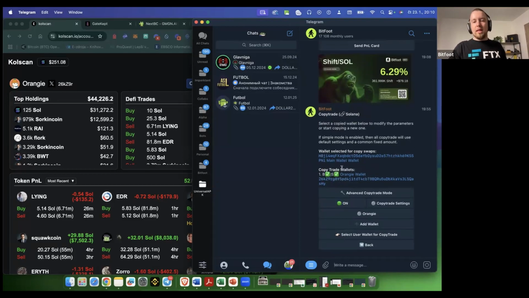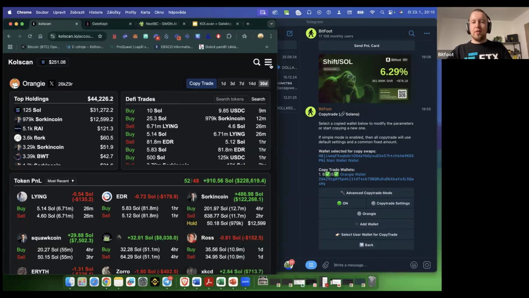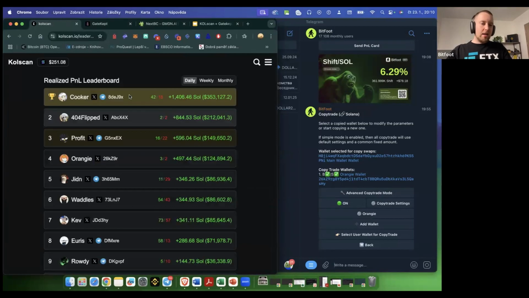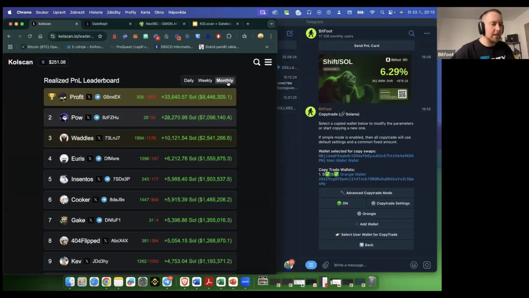So this sort of enables you to copy trade anyone, and then you can have more wallets and copy trade more people. So that's the first alpha for today, first strategy. And then the second thing I want you to see today, which is completely mind-blowing.